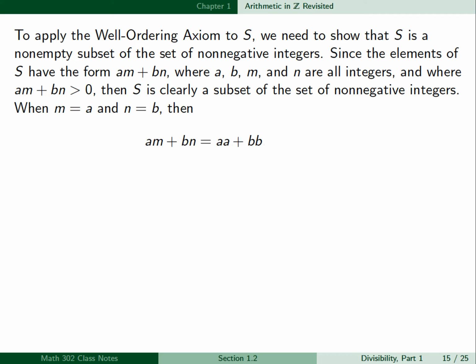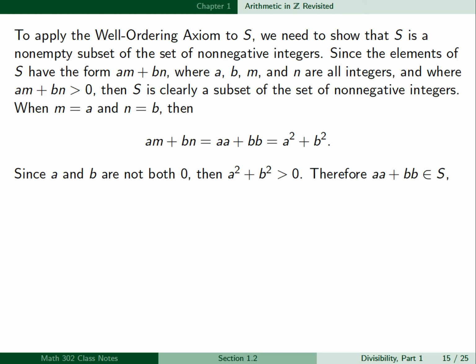Now when m is equal to a and n is equal to b, then the linear combination am plus bn will be equal to a times a plus b times b, or a squared plus b squared. Now since a and b are not both 0, then a squared plus b squared must be strictly positive. So one of a and b must be non-zero at least, and then the square of that will definitely be positive. Therefore, a times a plus b times b will be an element of S, which implies that S is non-empty.